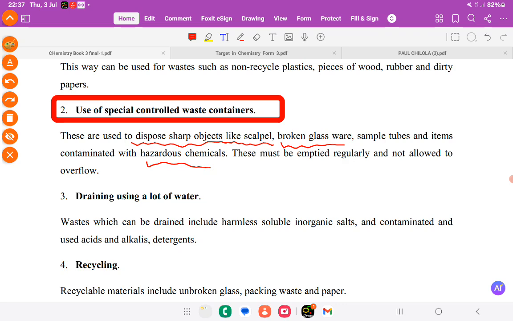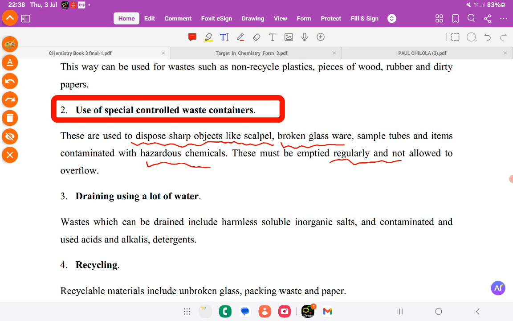All right, scalpels, these are like razor blades, needles, all right, or materials that are contaminated with chemicals, and they would pose a danger if they are not properly disposed. These are to be placed in special controlled waste containers. And you don't have to wait until the containers are full. From time to time or regularly, these wastes should be taken to a place where they are either buried or destroyed in a safe way.